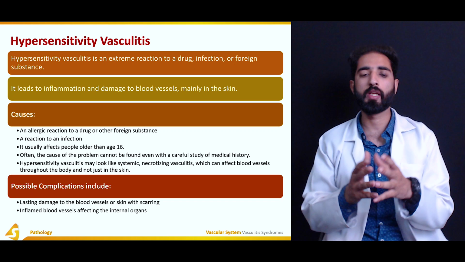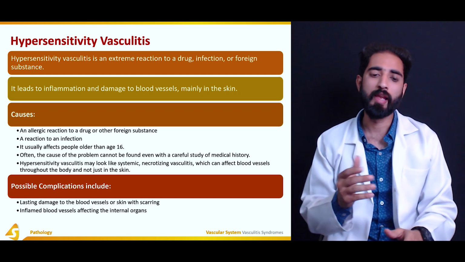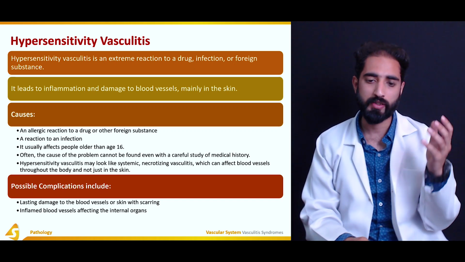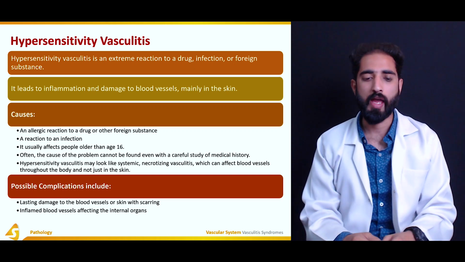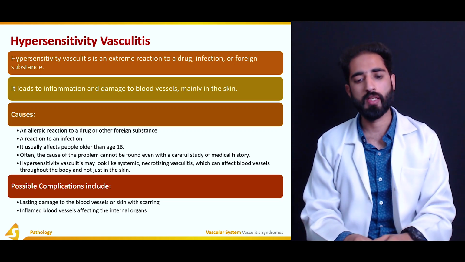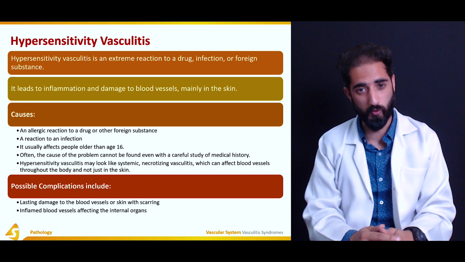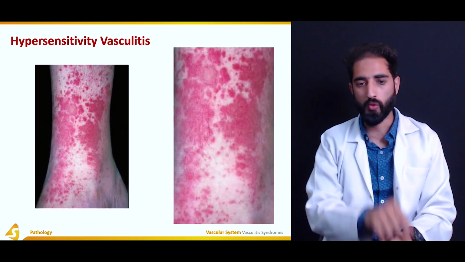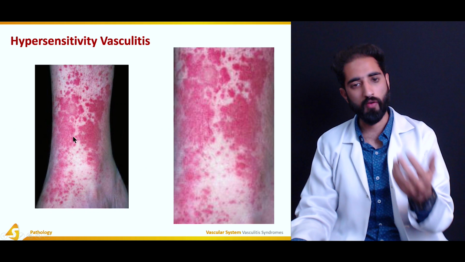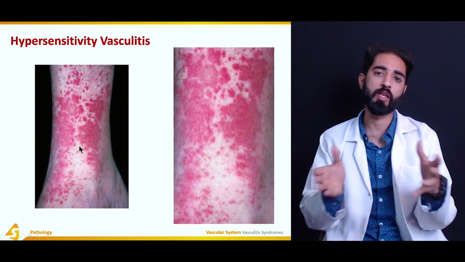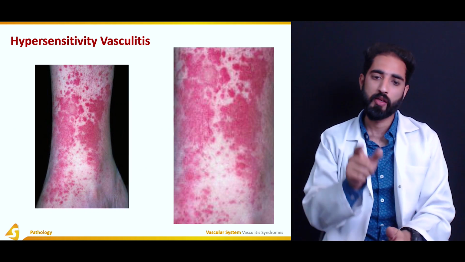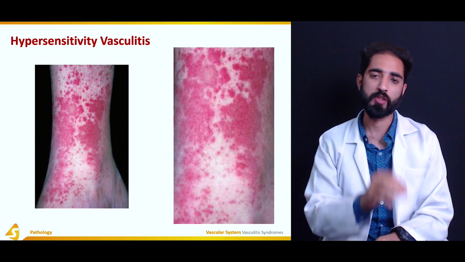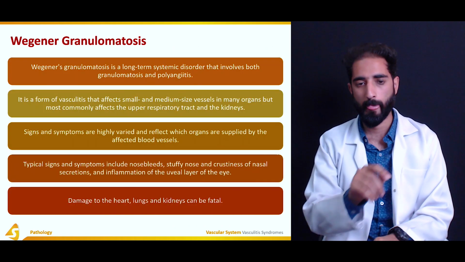The possible complications of these conditions include lasting damage to the blood vessels or skin with scarring, and inflamed blood vessels affecting internal organs as it progresses. So you can see this is the characteristic feature of hypersensitivity vasculitis, because it involves the blood vessels in the skin, so it has a characteristic appearance on the skin as well.